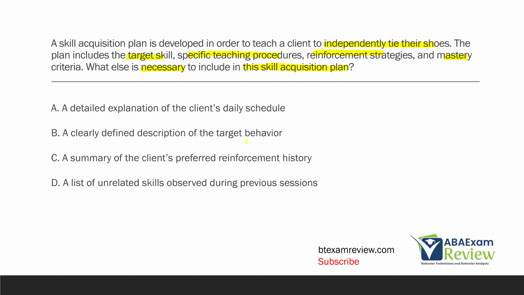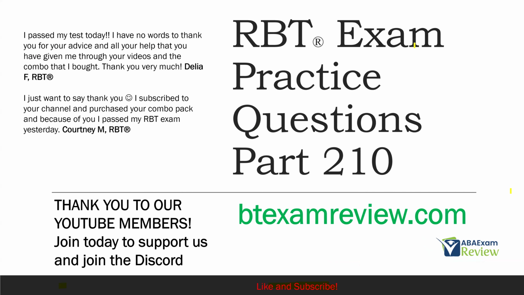And then D, a list of unrelated skills observed during previous sessions. When we talk about a skill acquisition plan, we're being very specific to that skill, which is tie shoes. Treatment plans are kind of the broad umbrella. Then you'd have like behavior plans and skill acquisition plans, which are much more specific. So what is necessary for this specific skill acquisition plan would be a clearly defined description of that target behavior. We always want to define our behavior so we can observe and measure it reliably.